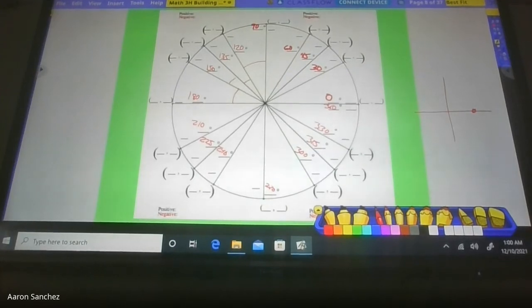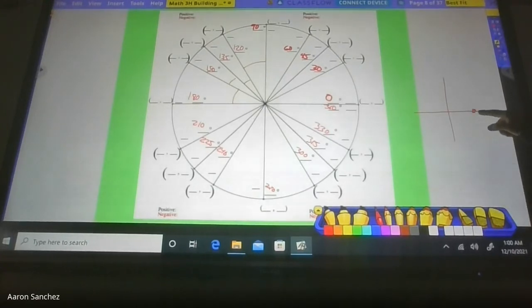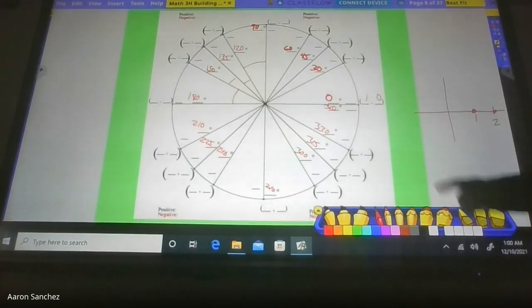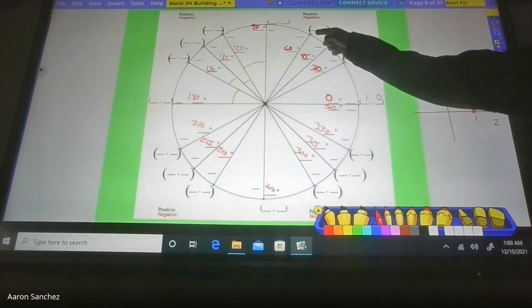Let's say this is 1 and this is 2, right? I have a coordinate point here. What would the coordinates of that point be? 1, 0. Thank you, Diana. So this point right there is 1, 0. Each of these points has coordinates.